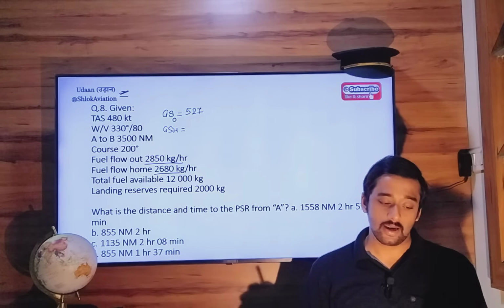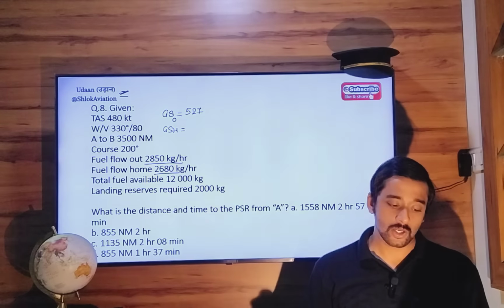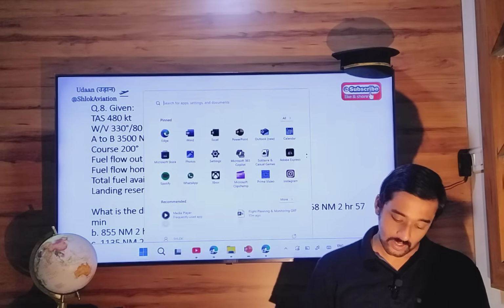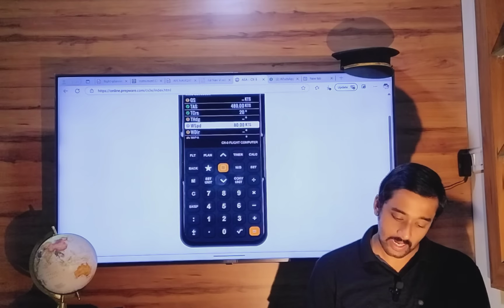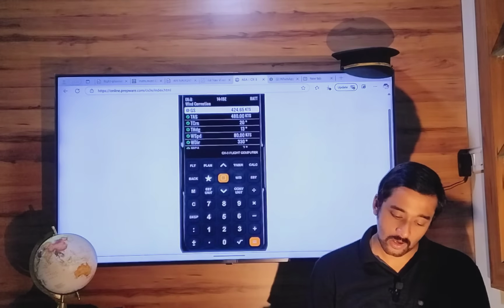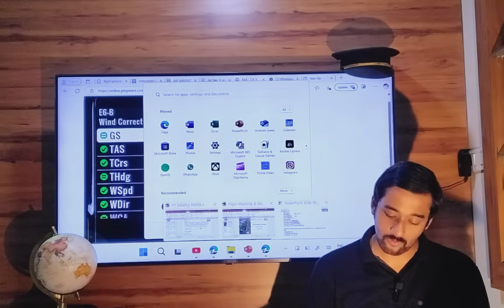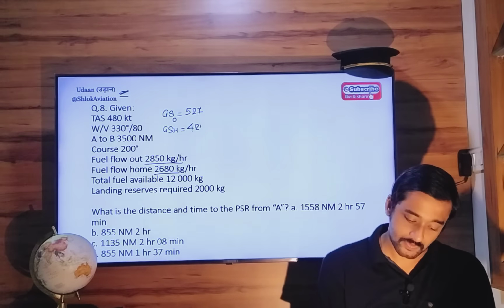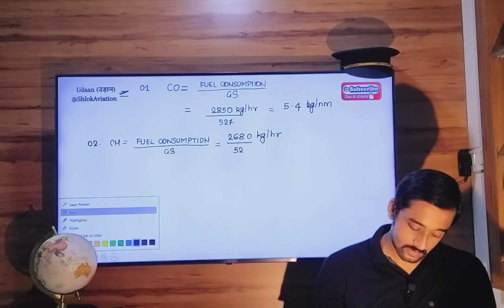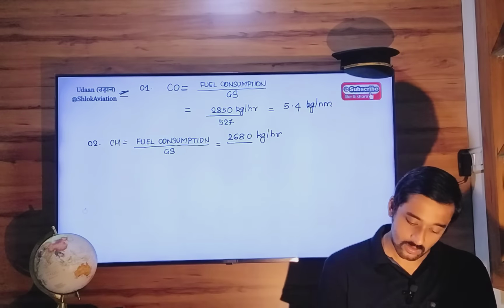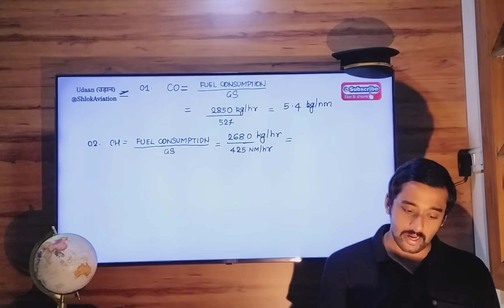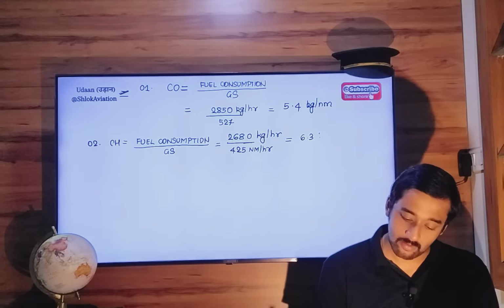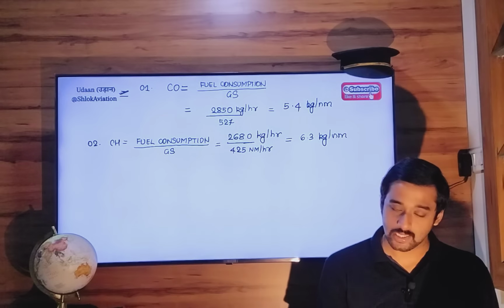TAS 480, wind same. Course will change. Coming back home, you will apply a reciprocal heading, reciprocal track. So that is 200 minus 180, that is 020. So let's make that correction. TAS 480, track 20. So coming back home, your ground speed is 424.6 or 425 knots. Let's write down here. 2680 divided by 425, 6.3 kilogram per nautical mile.